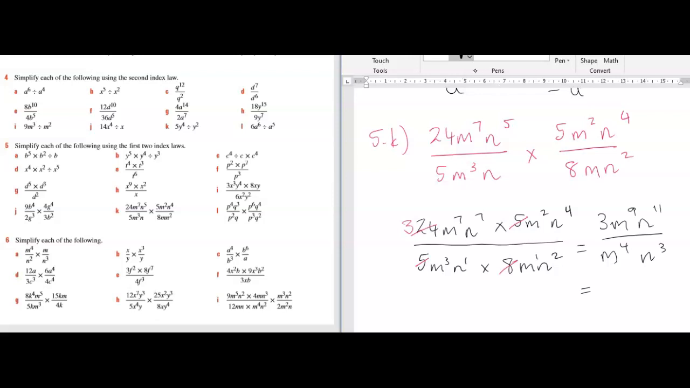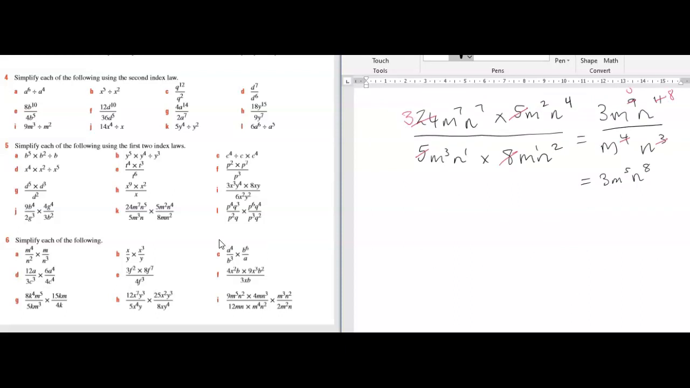So now I can do some cancelling. So that 4 is going to make that a 5. So remember you're subtracting your powers, and that's going to make that one an 8. So now I'm left with 3M to the power of 5, N to the power of 8, and nothing on the bottom. So it's just 3M5, N to the power of 8.